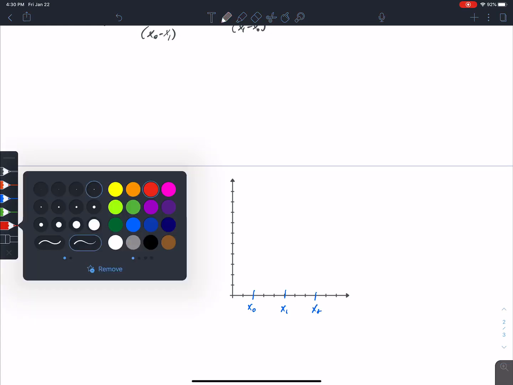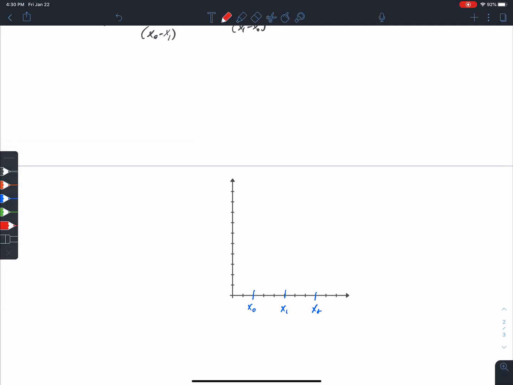And once again, we're going to have our function here, right? So let's say this, and I don't know, some other value here, right? So over here we have f of x0, f of x1, f of x2.